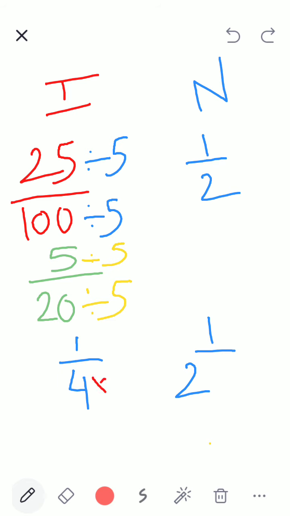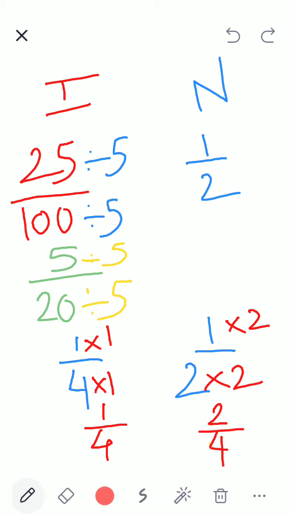4. So this will be multiplied by 1. This will be multiplied by 2. So I will get 1 by 4. And here we will get 2 by 4. Which is bigger? 2 by 4.